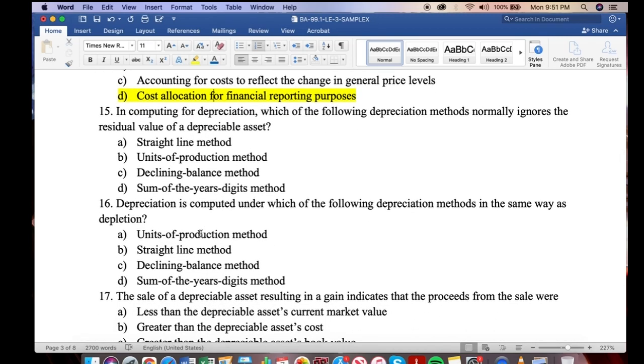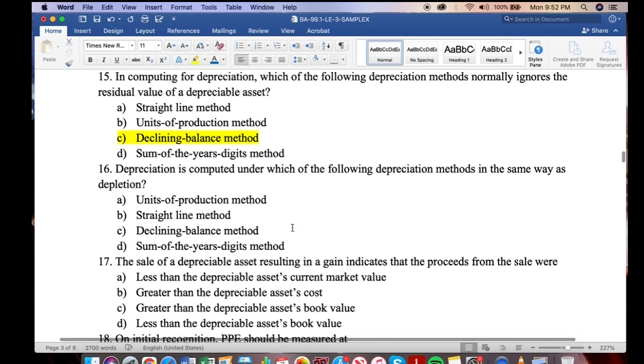Number 15. In computing for depreciation, which of the following depreciation methods normally ignores residual value of a depreciable asset? Okay? Common mistake ng estudyante kapag nagkahalo-halo na, okay, pakitandaan, declining balance ay hindi ka gagamit ng residual value. Okay, meron naman yan sa computation mamaya. Basta pakitandaan for A, B, and D, you deduct residual value before ka mag-divide sa useful life. Sa declining balance, wala. Okay, doon ka lang sa original carrying amount.